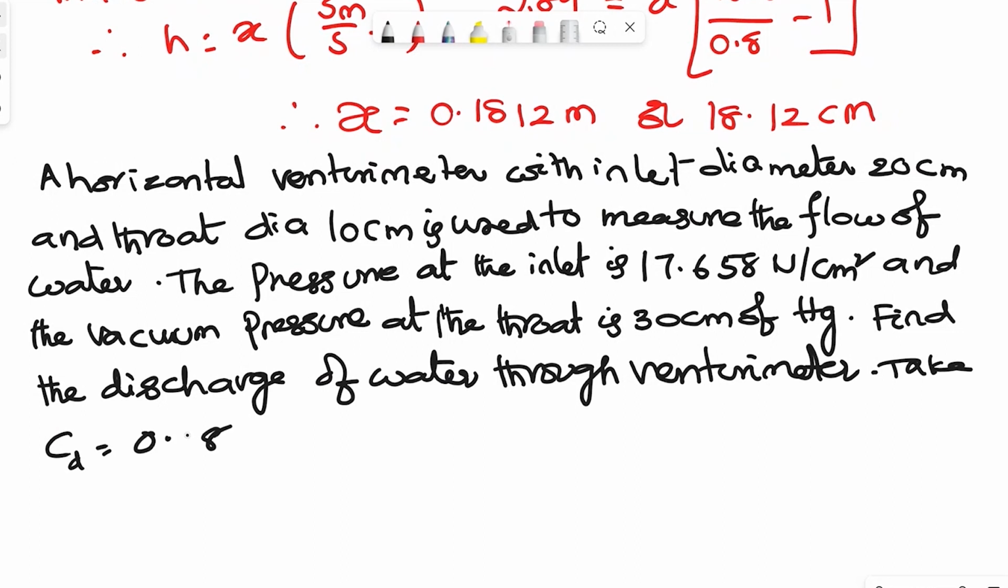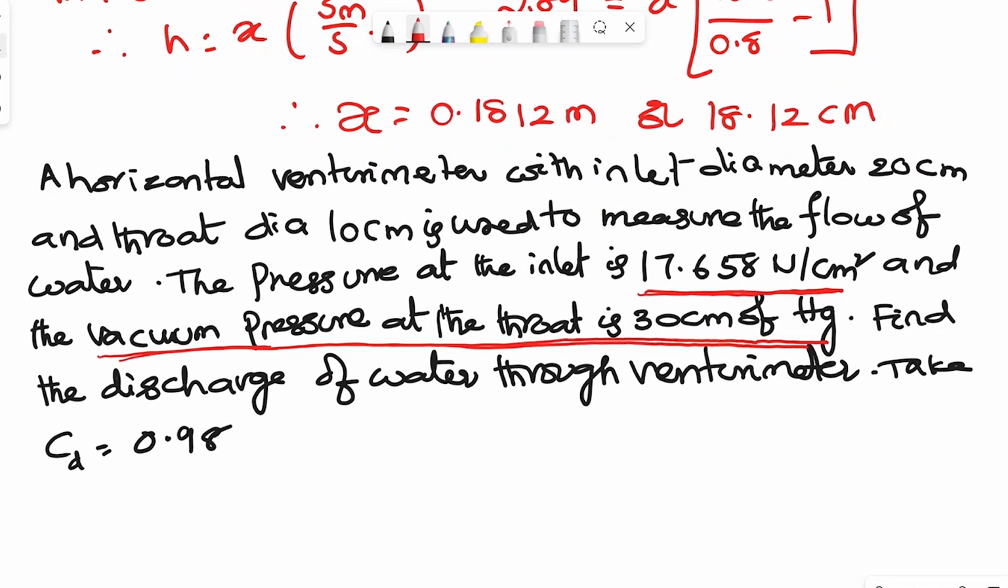So the novelty in this problem is that the inlet and throat diameters are given, but instead of giving the deflection or the discharge, he has given the pressure at the inlet, and the pressure at the throat is a vacuum pressure. Please note this. So there are three varieties of problems.